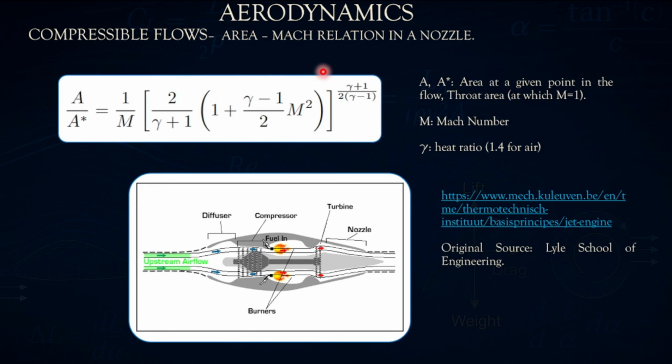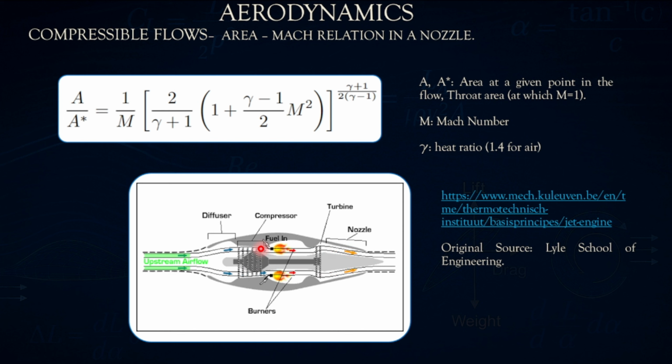Now let's talk about Mach relation in a nozzle. So what is a nozzle? Here we are referring to a jet engine where the nozzle is the area where the air, after being pressurized and after increasing its temperature, goes thrusting out from the engine with very high speed, creating a momentum that gives a thrust to the airplane or the aircraft. But what is the anatomy of a jet engine? So what is its geometric structure before getting to the nozzle?